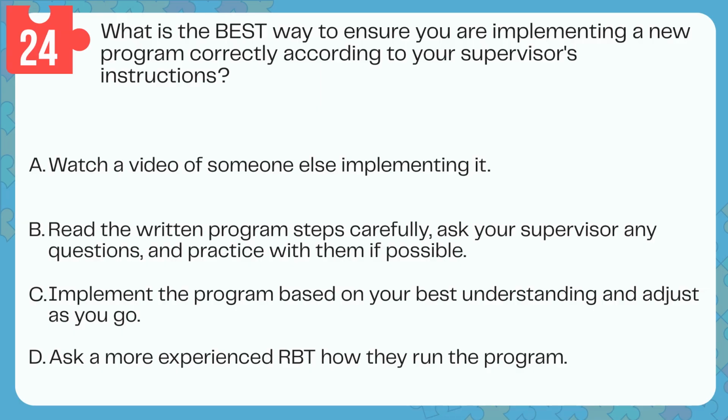Question 24. What is the best way to ensure you are implementing a new program correctly according to your supervisor's instructions? A. Watch a video of someone else implementing it. B. Read the written program steps carefully, ask your supervisor any questions, and practice with them if possible. C. Implement the program based on your best understanding and adjust as you go. D. Ask a more experienced RBT how they run the program.